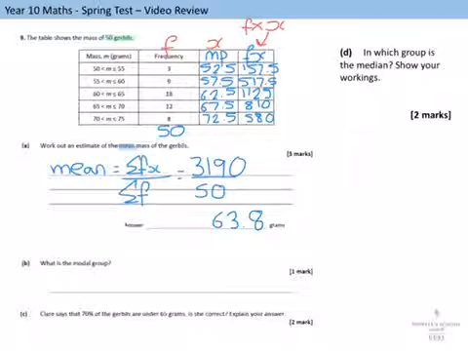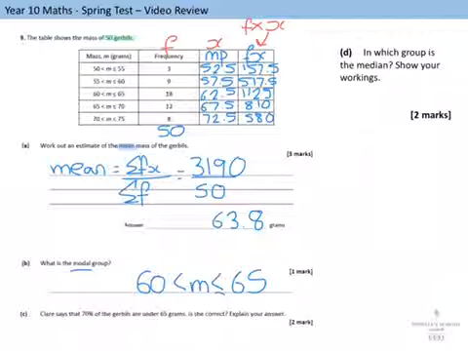Okay, next up in this question, part B, we're asked for the modal group, and that's the most popular gerbil weight or gerbil mass. So we're looking down the frequency column and we're seeing where's the biggest number, 18. And we've got 18 gerbils that are in this category of mass. So that's going to be our modal group. 60 is smaller than M, which is smaller than or equal to 65.